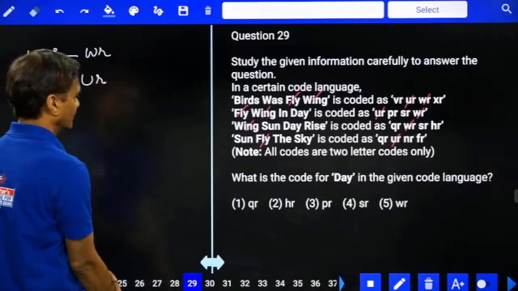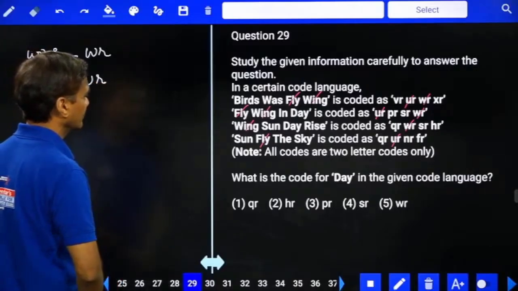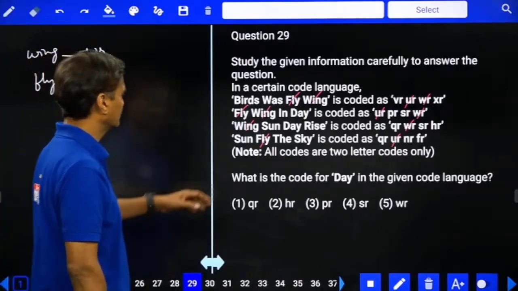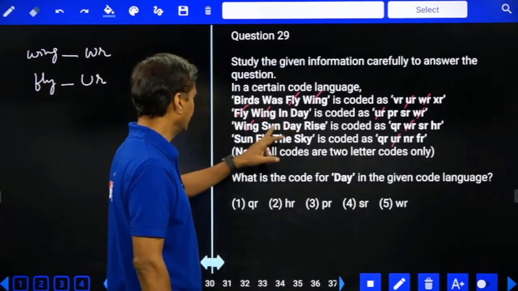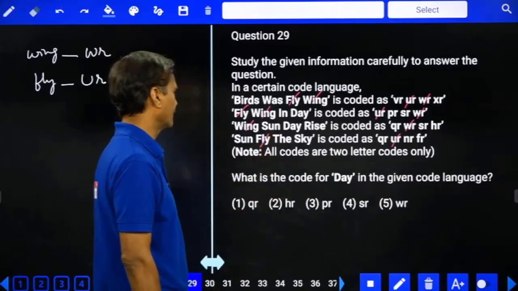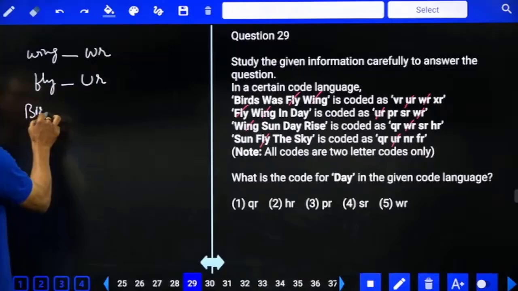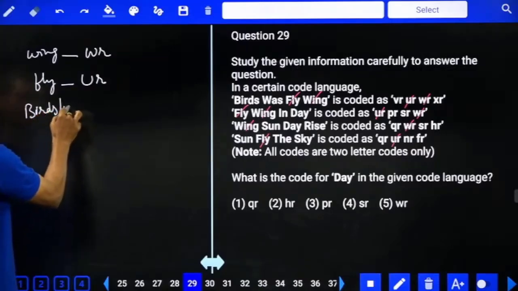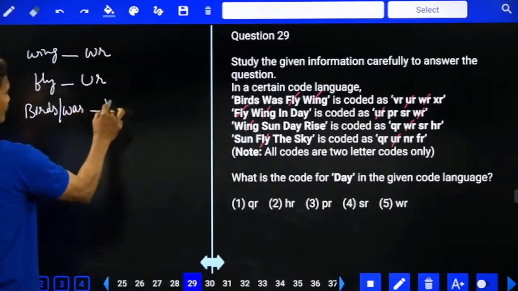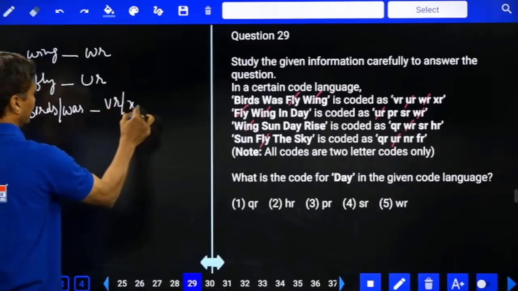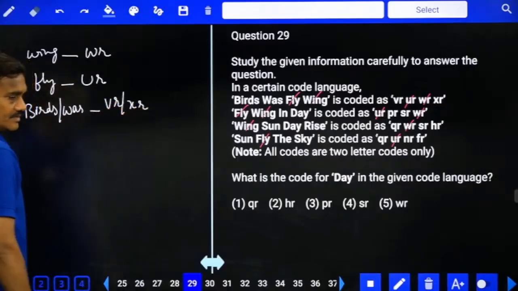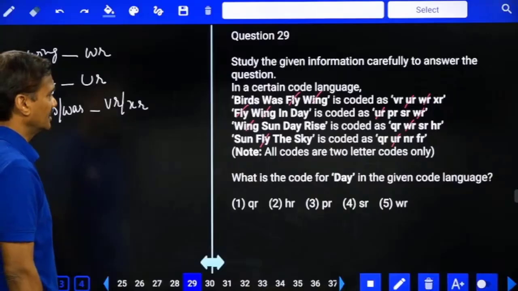Then birds and was. Birds and was are the 2 words. Now birds and was appear in day, Sunday, rise, sun, the sky. Now between these two words, they were not repeated anywhere else. Birds and was. And the code for these two will be VR, XR in any order. 2 words are left over, 2 codes are left over.